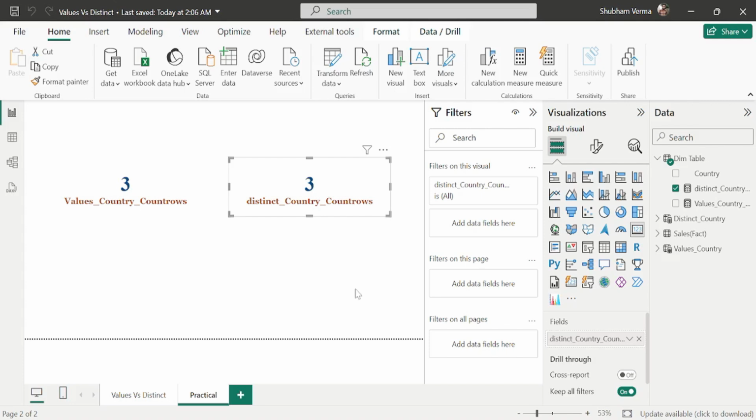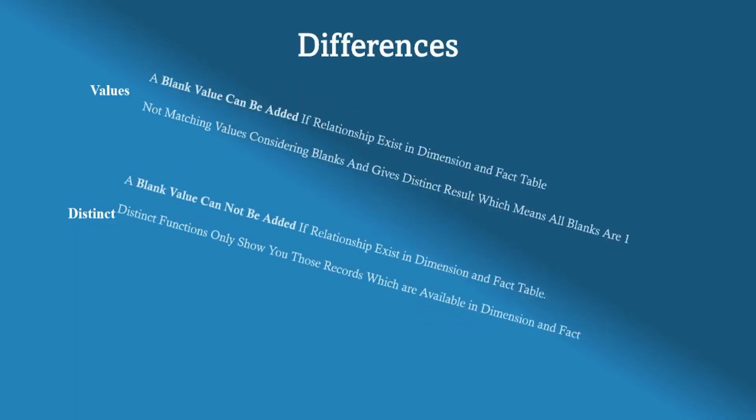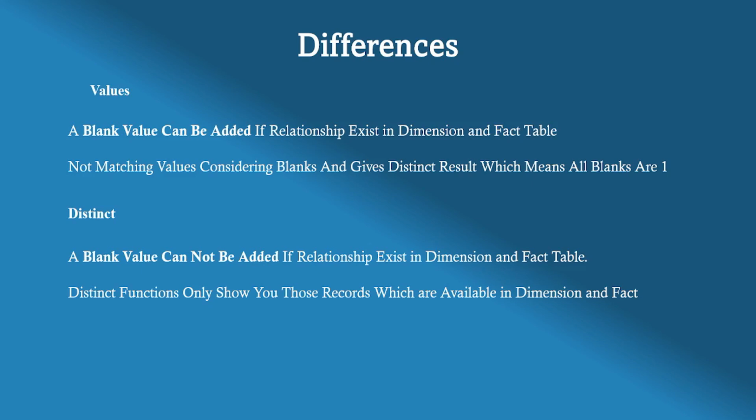And now let's understand the differences. So here are the differences. The VALUES function can add a blank value if a relationship exists between the dimension and fact table, and it is not ignoring blanks. It gives a distinct result, which means all blanks count as 1, which is the distinct blank. And the DISTINCT function cannot add a blank value if a relationship exists between the dimension and fact table. The DISTINCT function only shows those records which are available in the dimension as well as the fact.